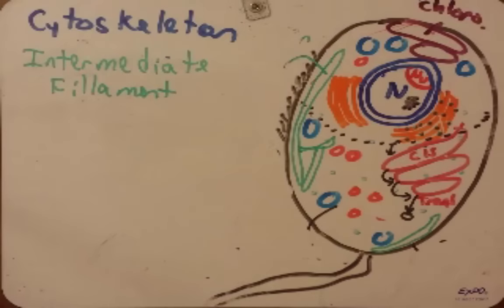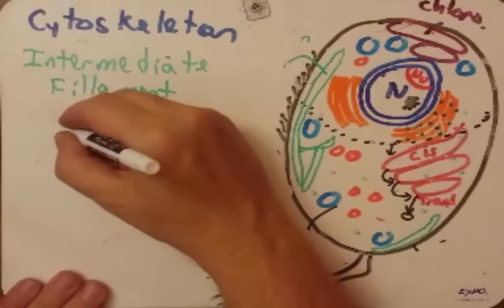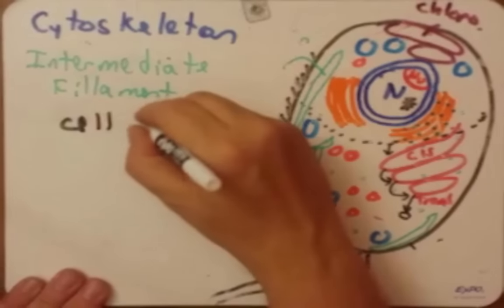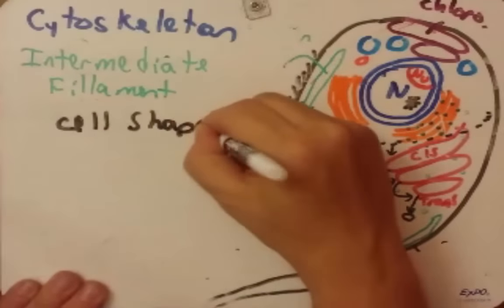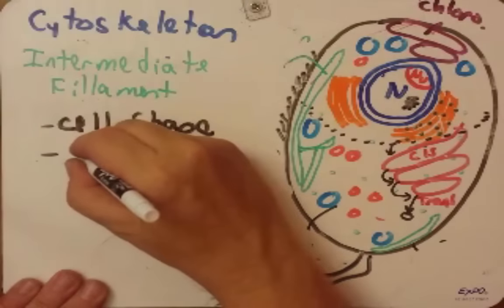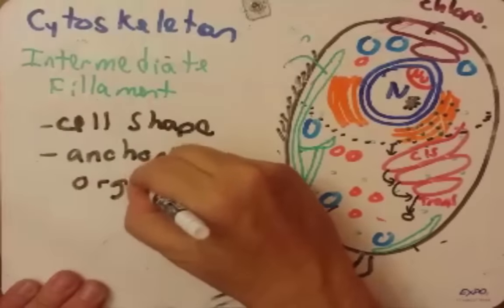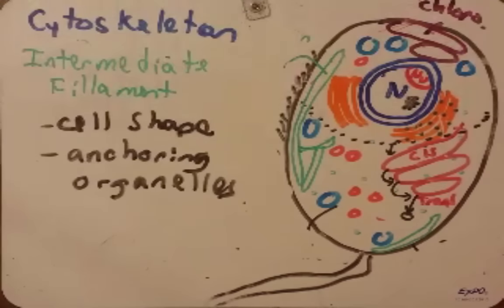They have several kinds of functions. We'll just list two here. Just like the actin microfilaments, they play a role in maintaining cell shape, and they also play an important role in anchoring organelles, holding them in place at certain times.